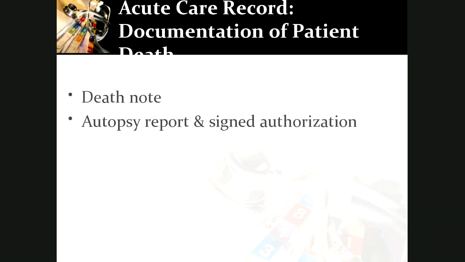Documentation of a patient's death. You're going to have a death note written in that record. And you've probably seen them call the time of death, the date and time of death on like ER or any of those hospital shows, right? You'll see that, and then they write a death note summarizing what they think might be a cause of death. An autopsy report and assigned authorization.